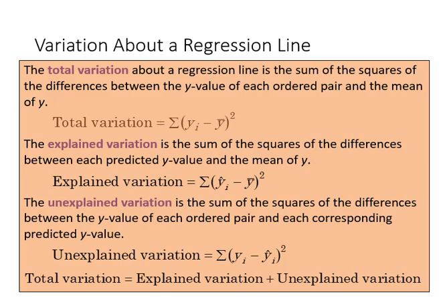The total variation around a regression line is the sum of the squares of the difference between the y value of each ordered pair and the mean of y, so the y bar. The explained variation is the sum of the squared difference between the predicted y value, y hat, and the mean of y, y bar. And the unexplained variation is the sum of the squared differences between the y value of each ordered pair and each corresponding predicted y value. So the total variation is the sum of explained and unexplained variation.